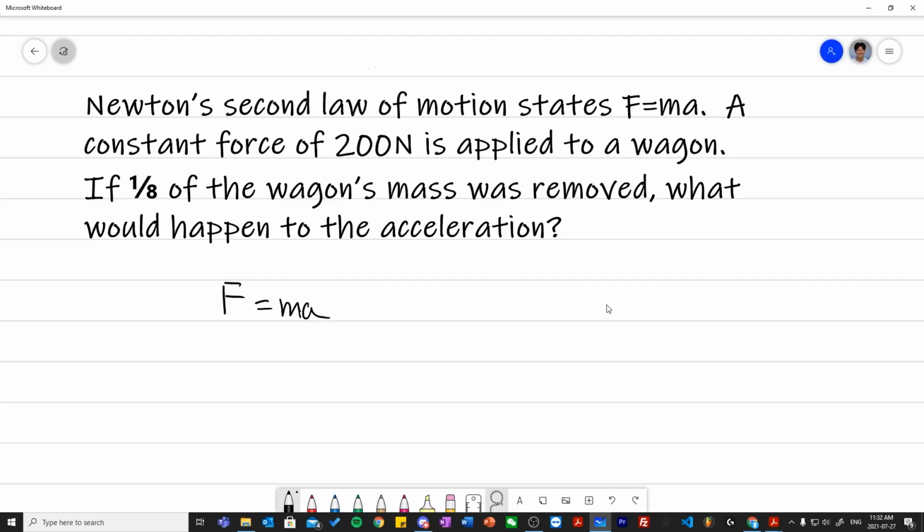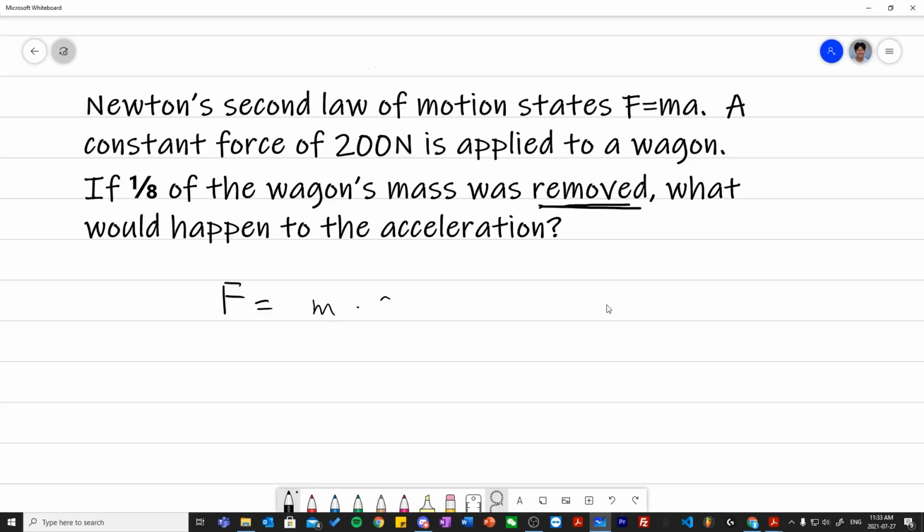Times 8. Okay, guys, just keep in mind that 1/8 of the mass was removed. So in this equation, mass is how much mass there is, not how much is missing. What's being said here is that 1/8 of the wagon's mass was removed. So if I remove 1/8 out of something's mass, what would be the remaining mass? What would be the mass that's actually there?